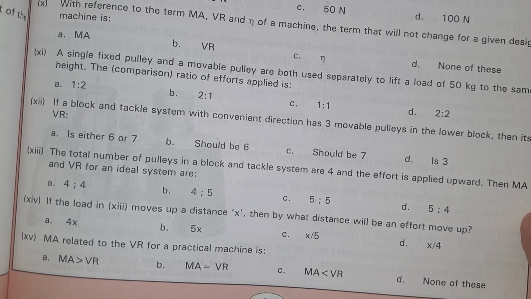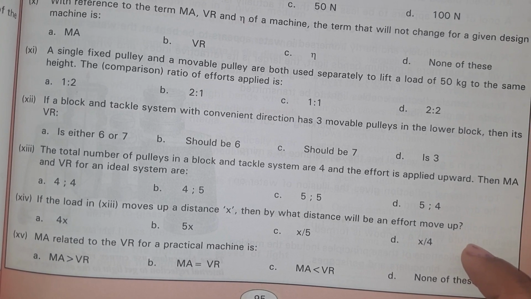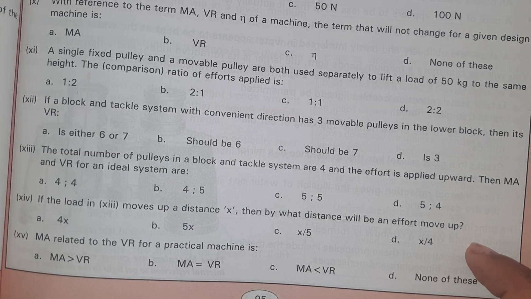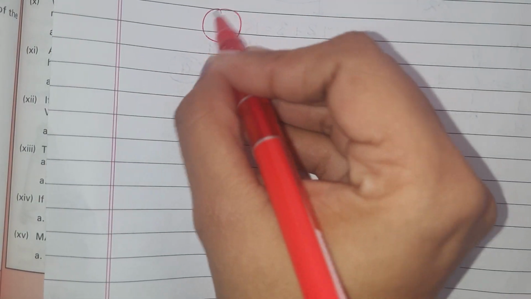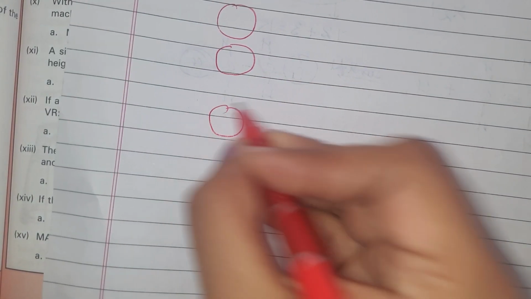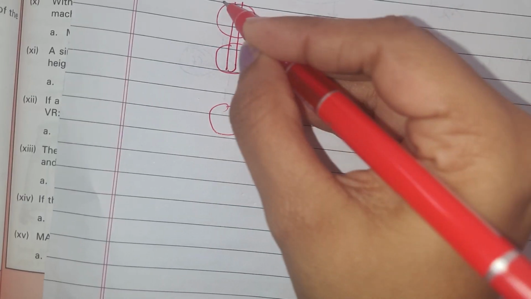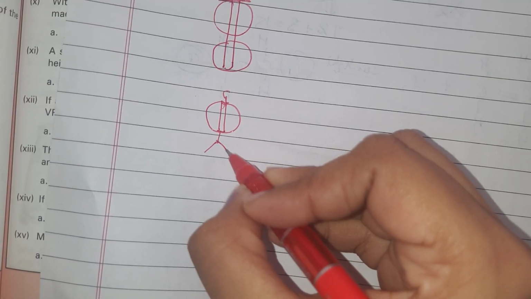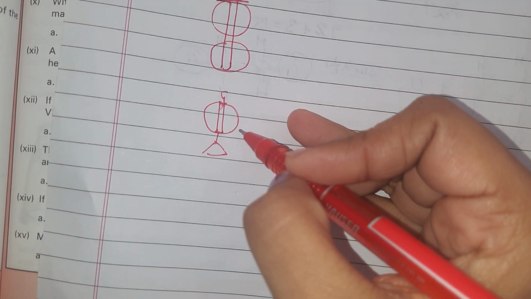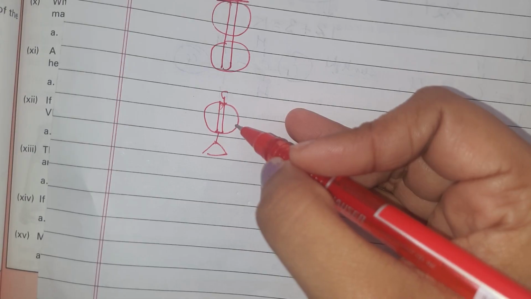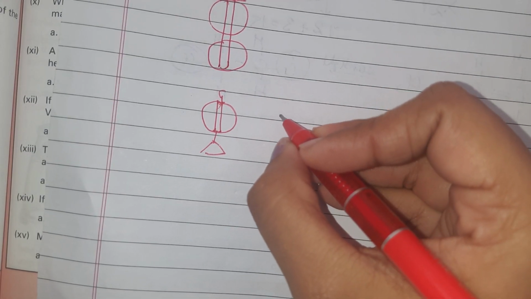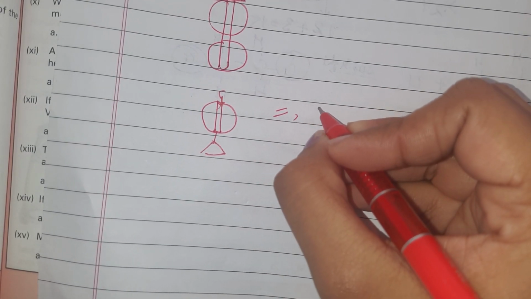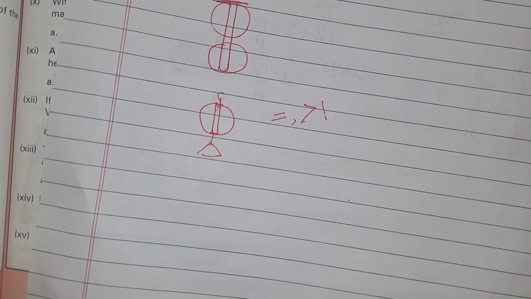Next is, if the block and tackle with a convenient direction has 3 movable pulleys in the lower block, then its VR is. Okay, one thing you have to remember, if we are using a block and tackle system, the upper system which remains fixed is called the block, and the lower one which moves is called the tackle. And you always know that the number of pulleys in the tackle is either equal to, or 1 greater than that of the block.